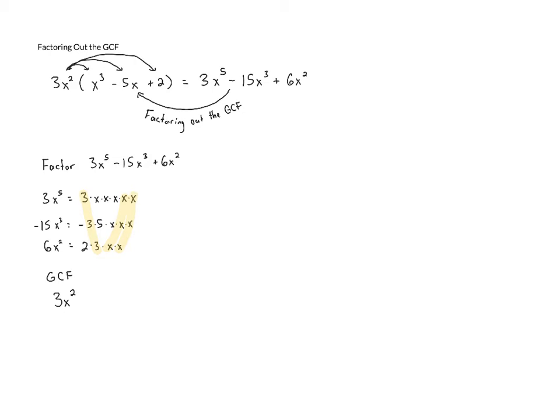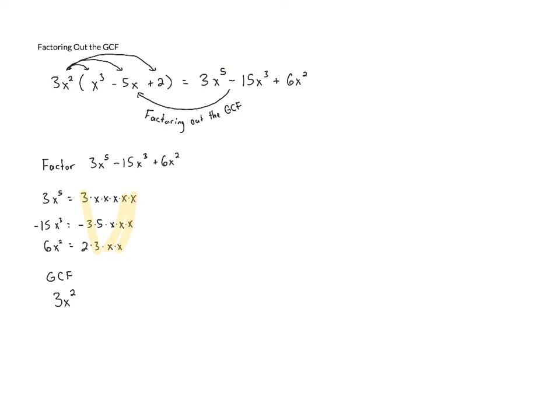And you'll notice that this 3x squared is the same as the 3x squared we had in the original problem. So if we want to undo this distributive property, if we want to undo the multiplication, which is what we're doing when we're factoring, the way to figure out what goes out front is by looking for the greatest common factor, the biggest thing that all of the terms have in common.